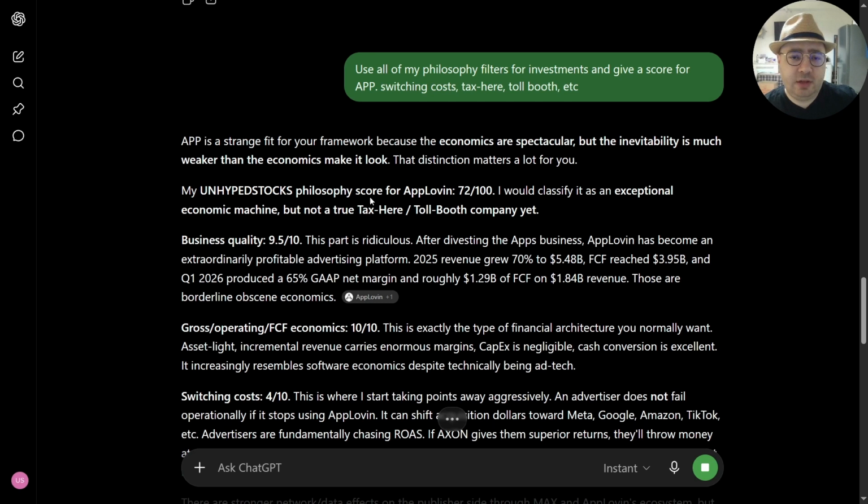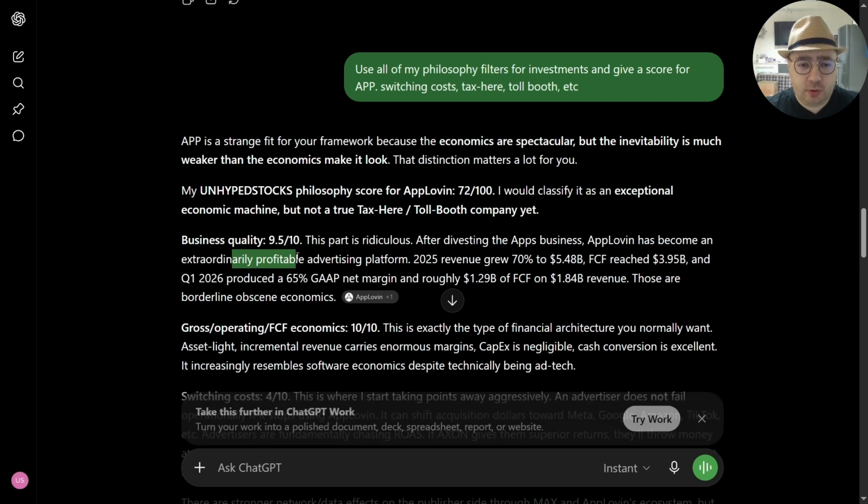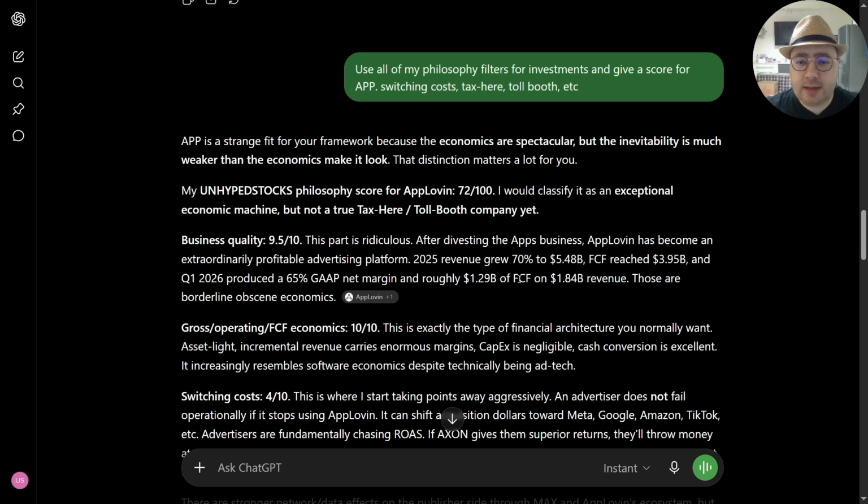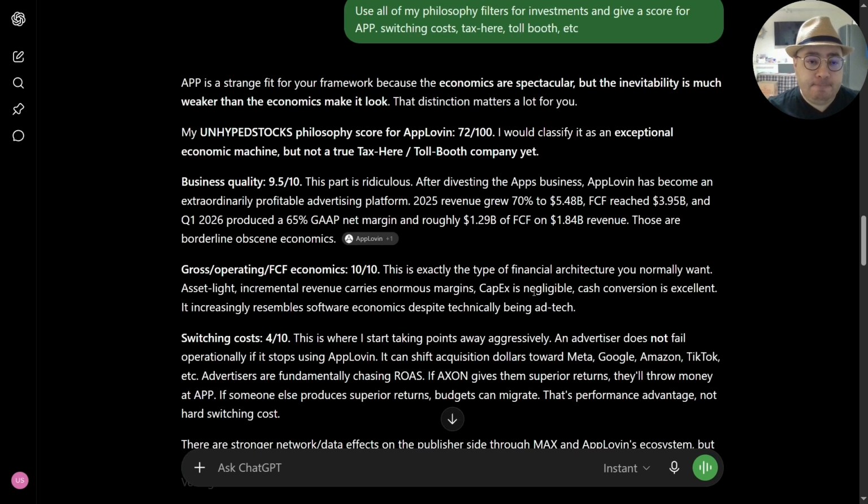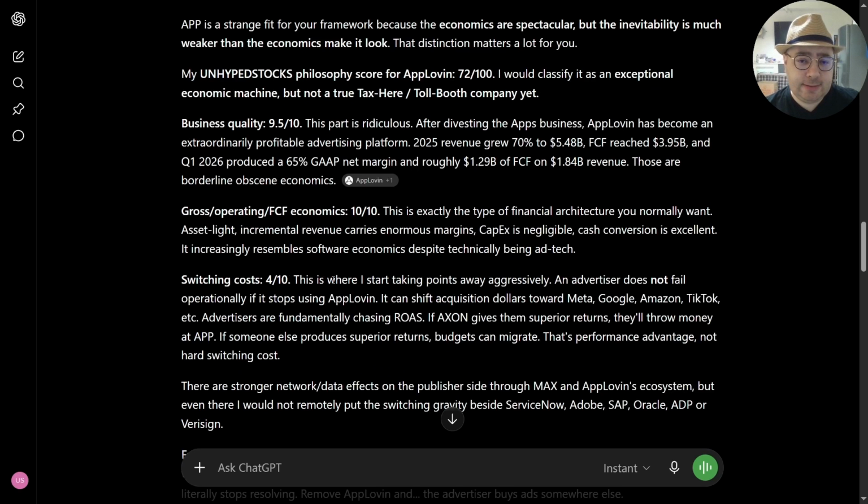So unhyped stocks philosophy score for AppLovin, 72 out of 100. That's interestingly high. Business quality, 9.5 out of 10. This part is ridiculous. Has become extraordinarily profitable. Of course, we have seen in the stats extremely high gross margins, extremely high ROIC. I just hope it goes better and better and better for them. I'm gonna do a very deep dive on this company and maybe even add it to my investable universe, but I'm not sure yet.